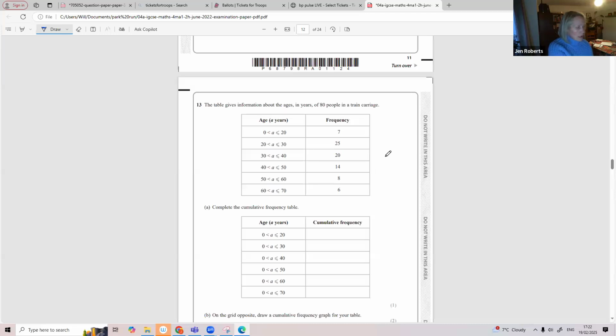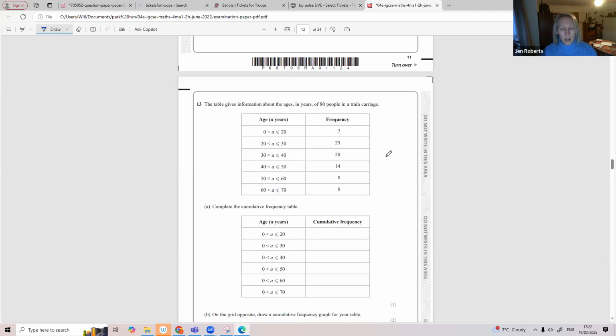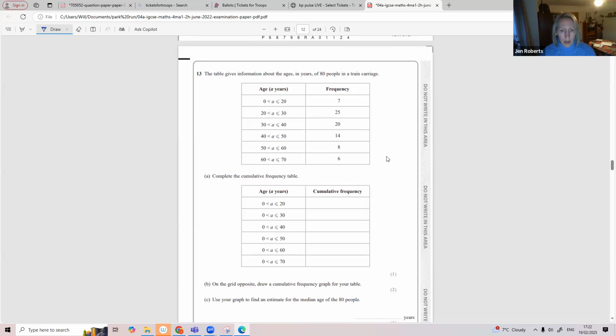Okay, cumulative frequency. So 0 to 20 is 7. Add them up as we're going along. So 0 to 30 is 25 plus 7. I just keep on doing that.